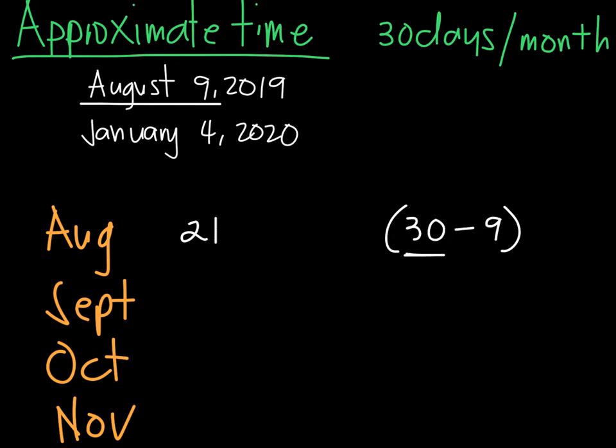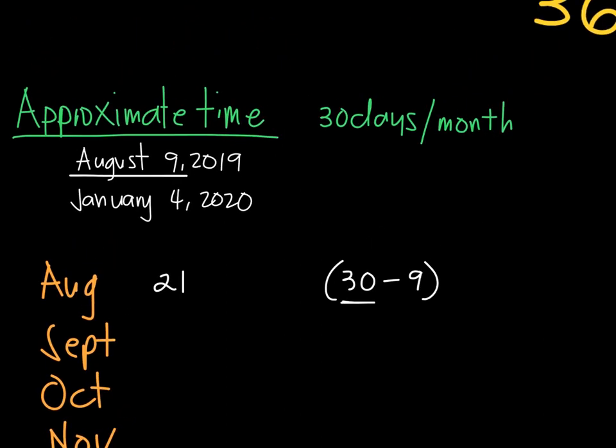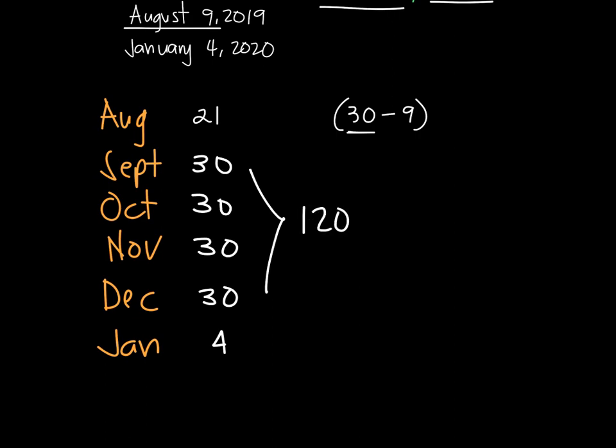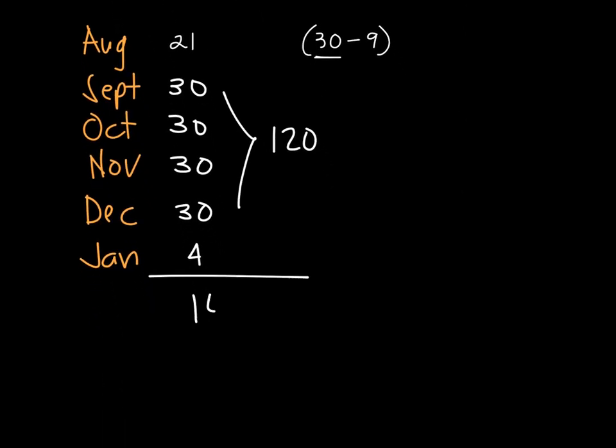Because it's an approximate time, each month will have 30 days. All the following months will have 30, 30, 30, 30. And by January, we have January 1 to 4, that's 4 days. So if we count all these days, we have 4 of the 30s. 4 times 30 is 120, plus 21 is 141, plus 4, we have 145 days.